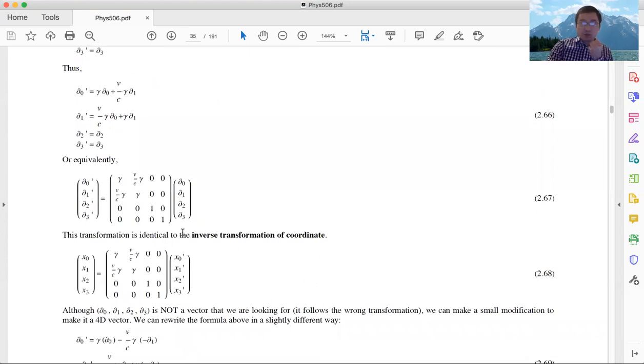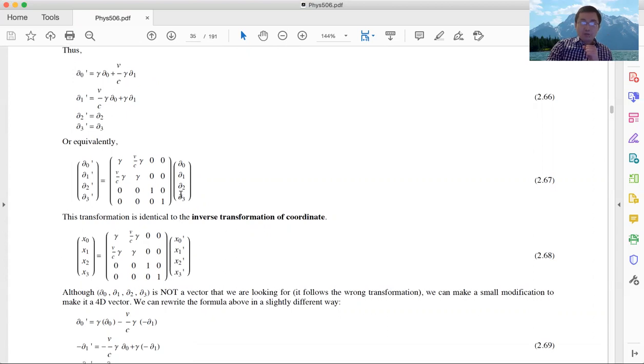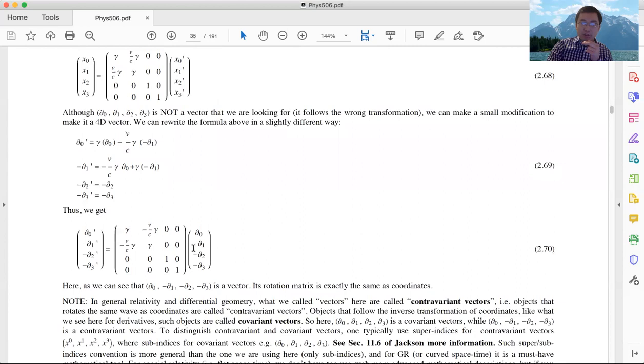Interestingly, if we naively organize these four things together, it's not a 4D vector. It's very close to a 4D vector, but not quite, because it obeys the inverse Lorentz boost, not the Lorentz boost. So this object transforms exactly the opposite of coordinates. In order to make sure the derivative transforms the same way as coordinates, we made a small trick. We add a negative sign for the spatial component.